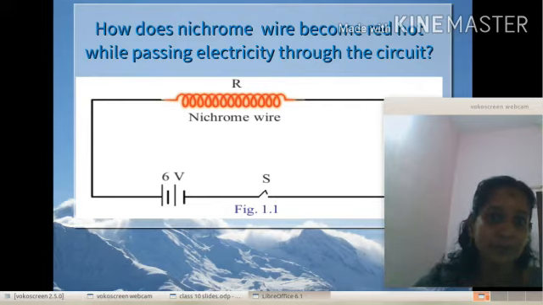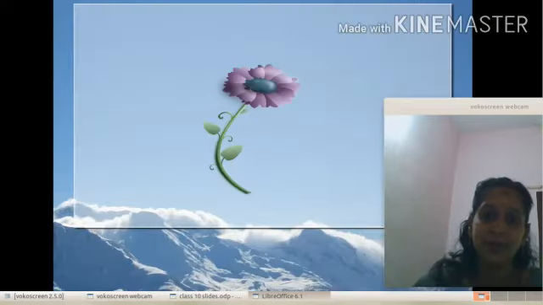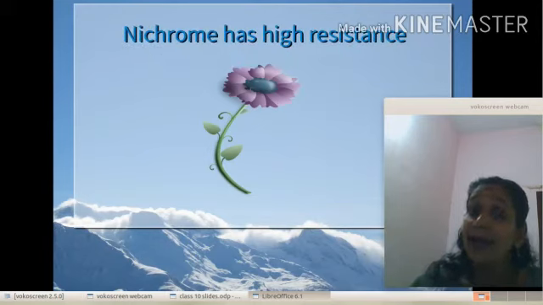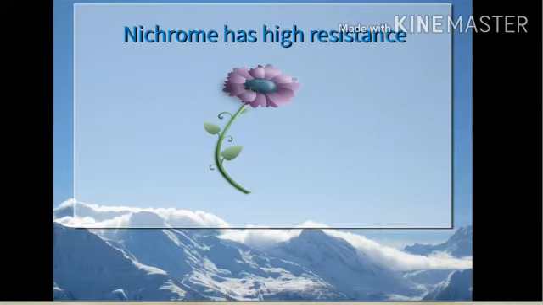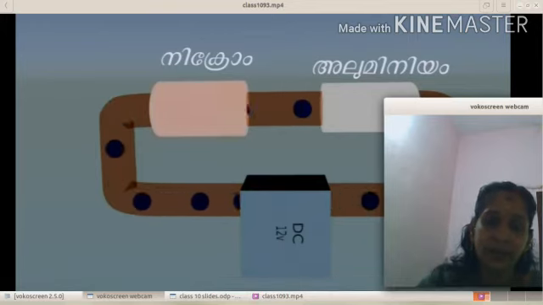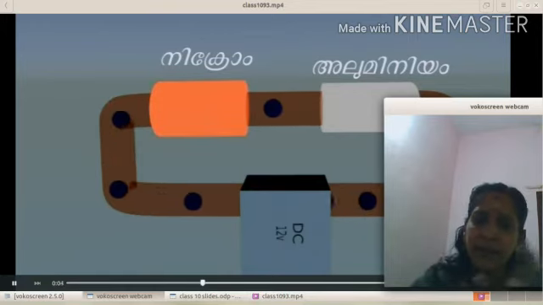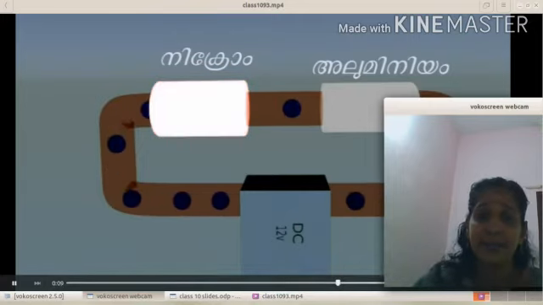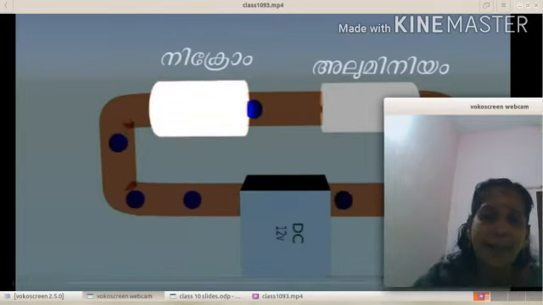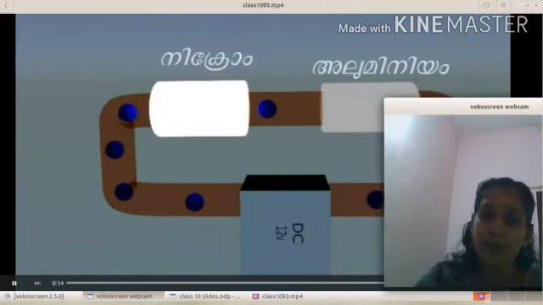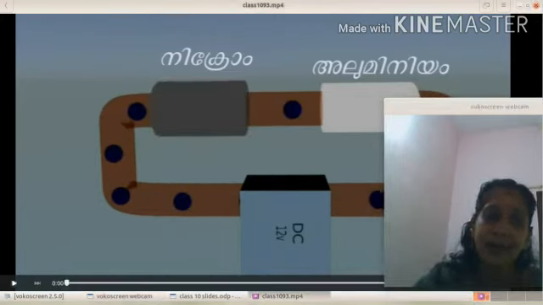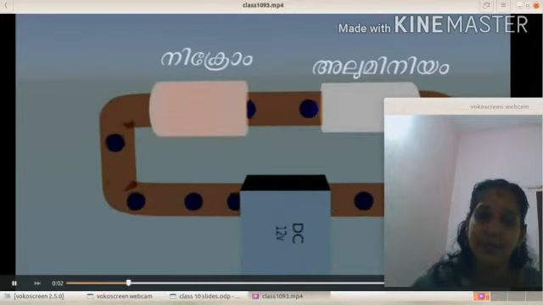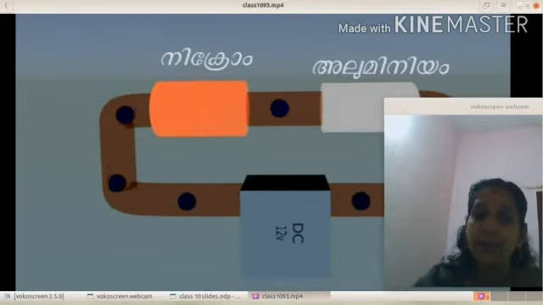Can you follow? Yes. So, nichrome has high resistance. In the circuit shown, the wire becomes red hot due to resistance. Aluminium has low resistance in comparison with nichrome. Nichrome has high resistance and aluminium has low resistance. Due to this high resistance, the nichrome wire becomes red hot.